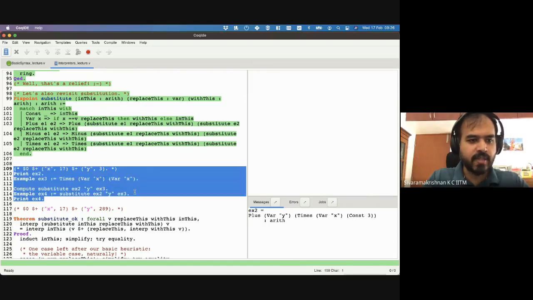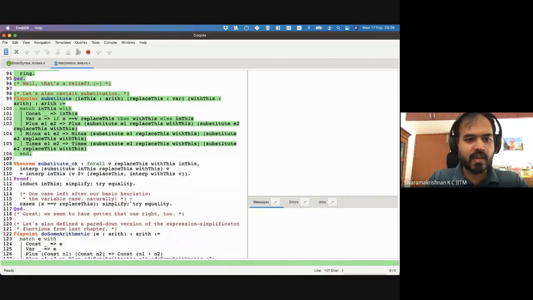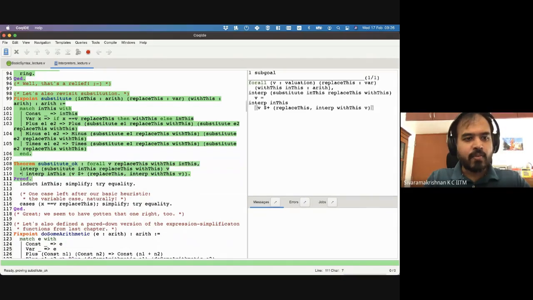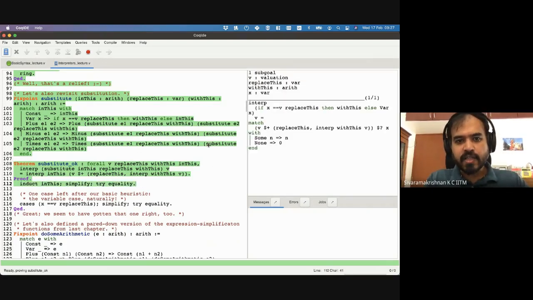So let's actually prove it. Actually, the proof turns out to be quite straightforward, right? So we are proving things on equality, and we know that we have this structure which is a bunch of constructors where we have to perform induction. So we induct on the original expression on which we are replacing, and we simplify and try equality. If you do that, we are just left with one expression.